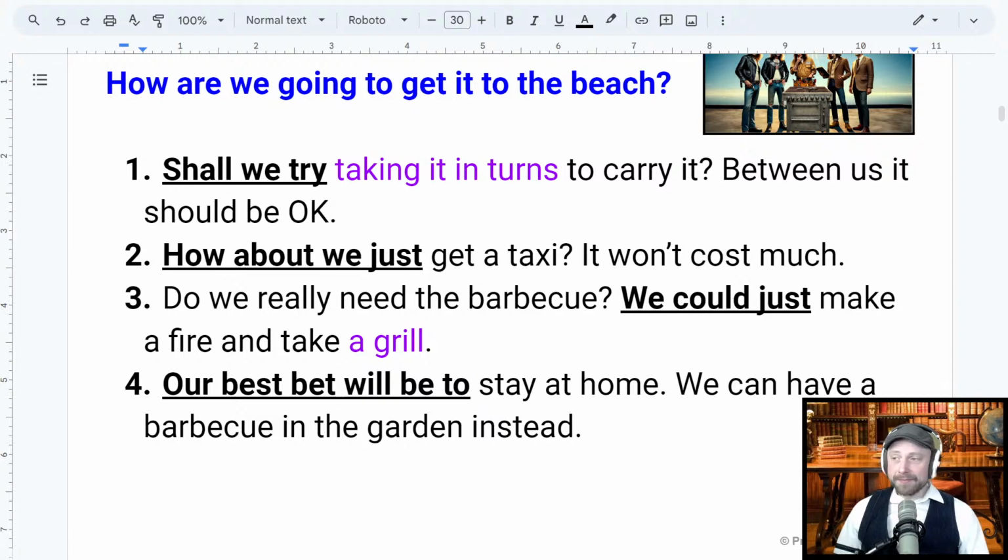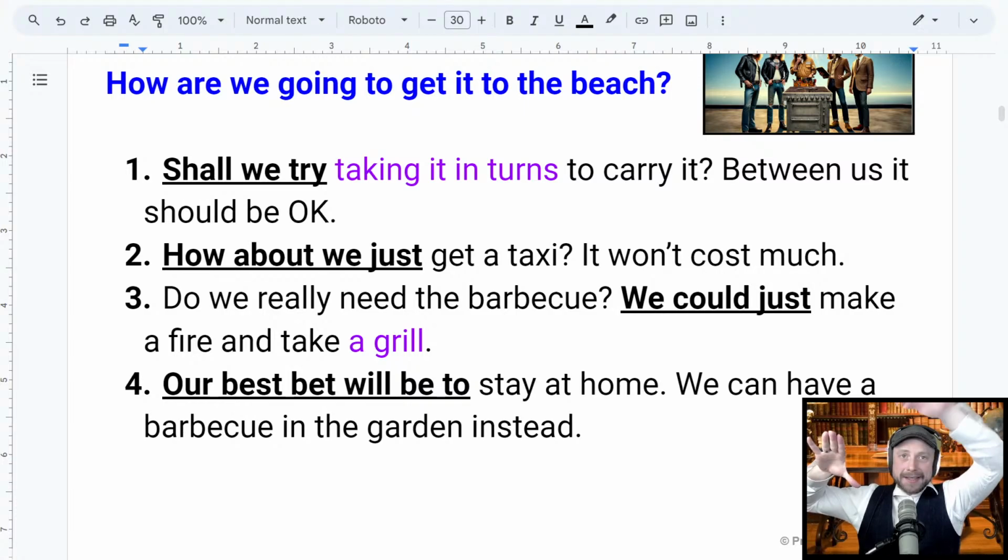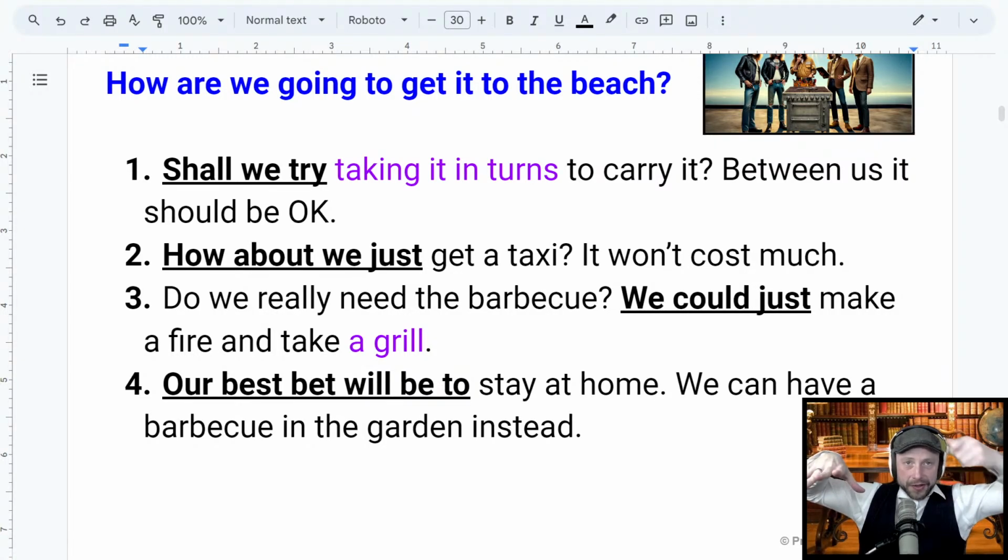And a grill. The grill is a piece of metal with gaps in the metal, and you use this to cook food over a fire. So you put the metal with the gaps, with the holes in it, over the fire, and then you can cook the food on the metal. That's a grill. And one suggestion there says we could just make a fire and take a grill.